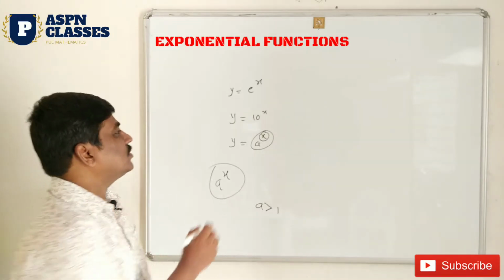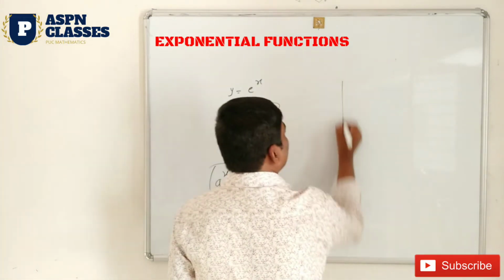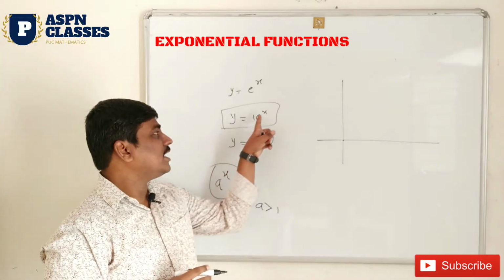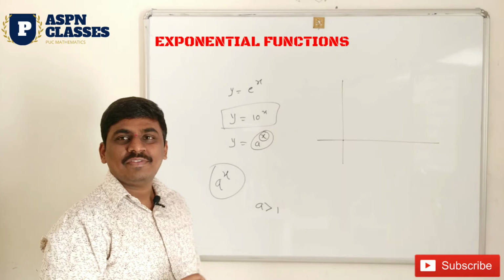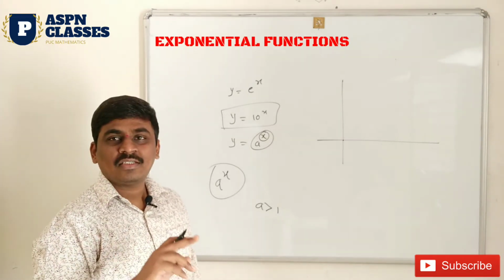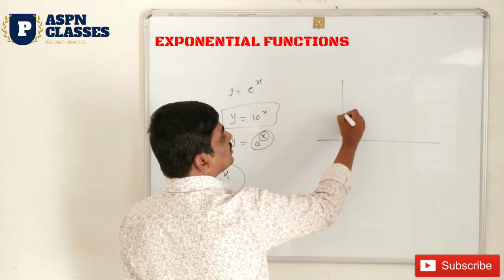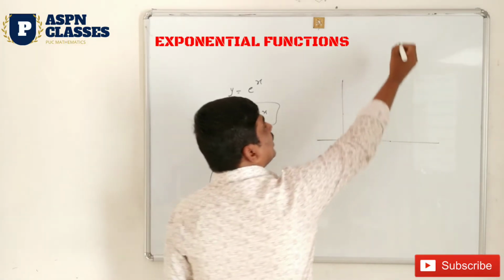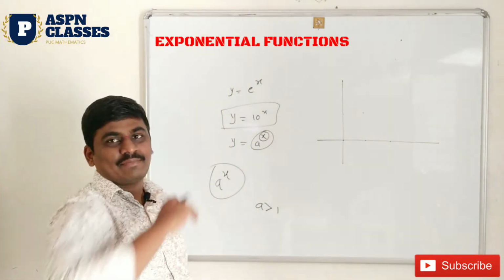Observe one example, 10 raised to x. Suppose you draw the graph of this function, what answers will you get? You have to fill up the values. When x is 1, the answer is 10. When x is 2, the answer is 100. So when x is 1, y is 10, and when x is 2, y is directly 100. You have to draw this type of graph.